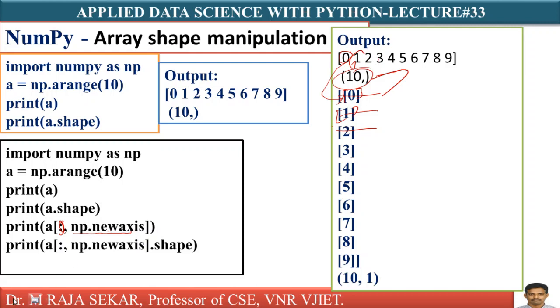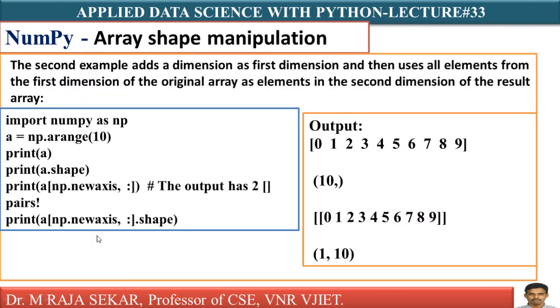In the next example we will add np.newaxis before the slice operator so that you can understand. Just see the second example; you can read this theory. First let me explain this example. Same arange of 10, print A, it will print this one. A dot shape is (10,), a single dimensional array. In the previous case, I added np.newaxis after the colon. Now I am adding it before the colon. Let's see what happens.